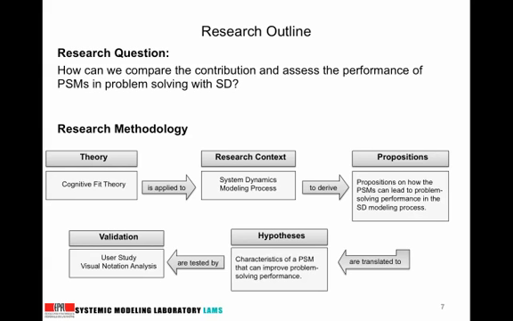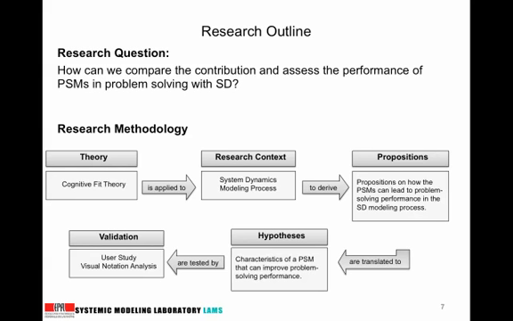Now we employ the classic management science research methodology, or the scientific way of management science research, in which we apply a theory to a research context to derive propositions, and then those propositions are translated to hypotheses with measurable constructs, and then those constructs are tested and validated. So in our case, the theory we apply to the system dynamics modeling process is the cognitive fit theory. We'll see what that is in a few minutes.